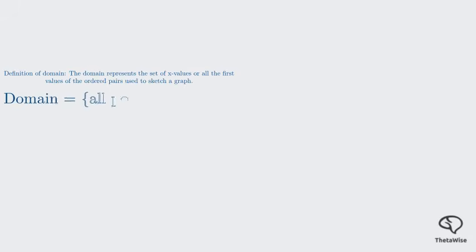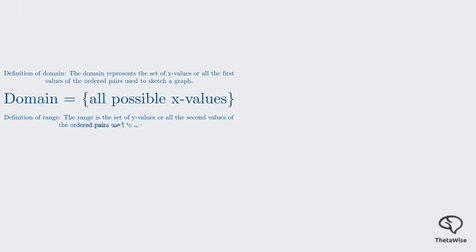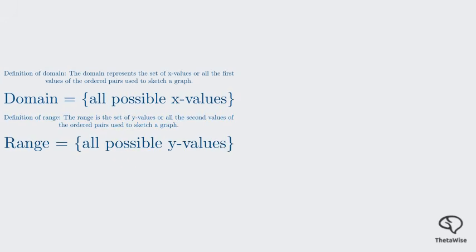Next, let's explore two more fundamental concepts for describing graphs: the domain and the range. First, the domain. The domain represents all the possible input values for an equation, which we typically call x-values. So it's the set of all the x-coordinates that exist on a graph. Second, the range. The range is the set of all the possible output values, or y-values, that an equation can produce. In other words, the range is the set of all the y-coordinates on a graph.